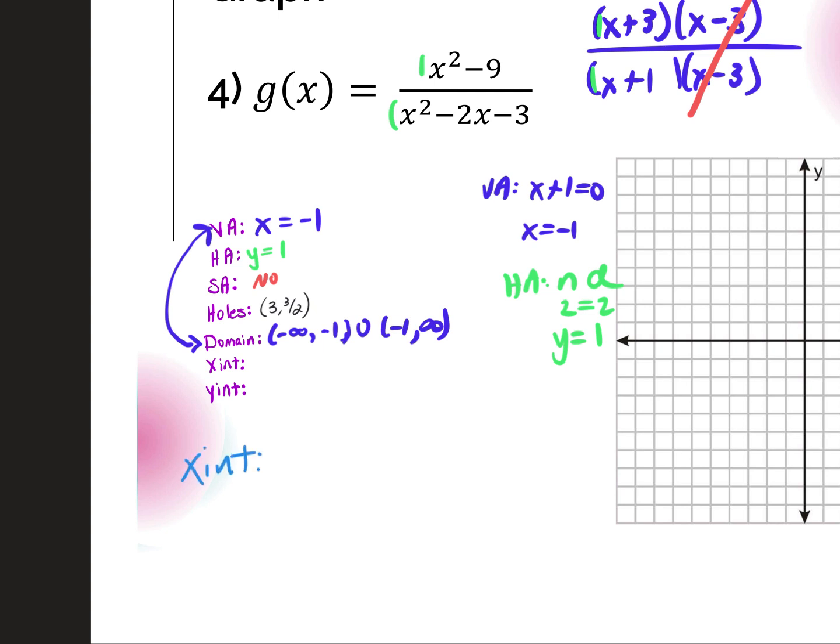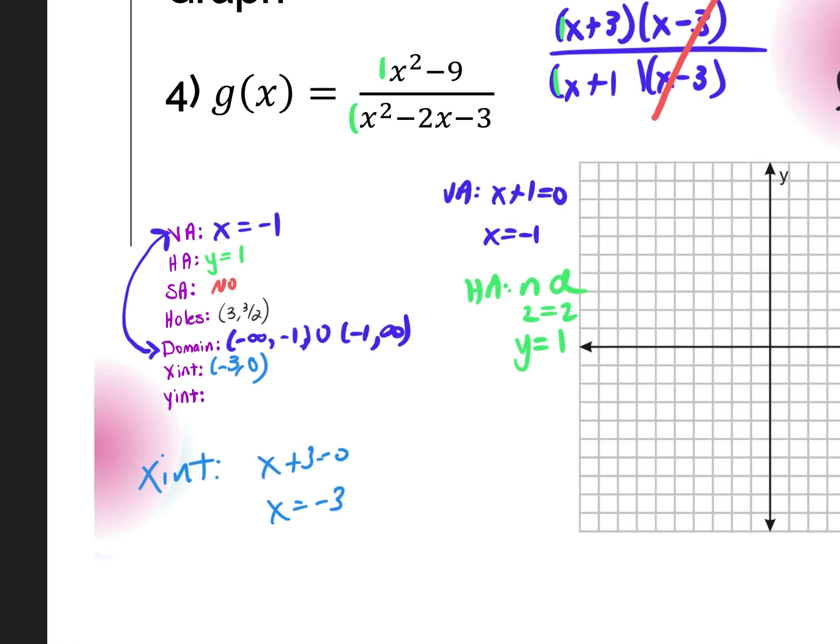X-intercept, what is y equal to? 0. What's 0? The numerator. So x squared... Oh, we always go back to the simplified, sorry, because we've accounted for the hole, right? Because obviously it's not going to cross where a hole exists. So go back to the simplified for your intercept. So I have x plus 3 equals 0. So where's this going to cross? Negative 3. So my intercept is at negative 3 comma what? Good.